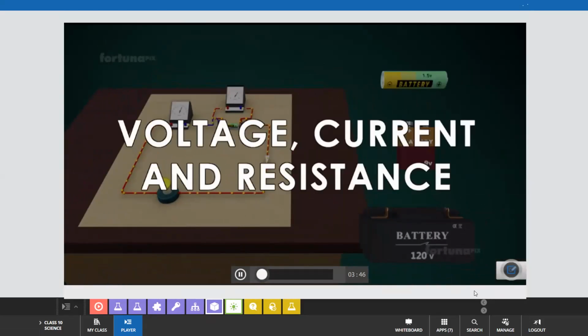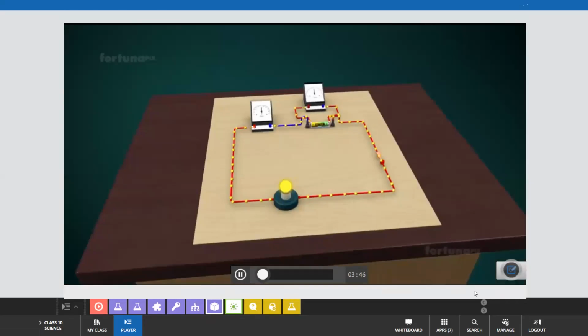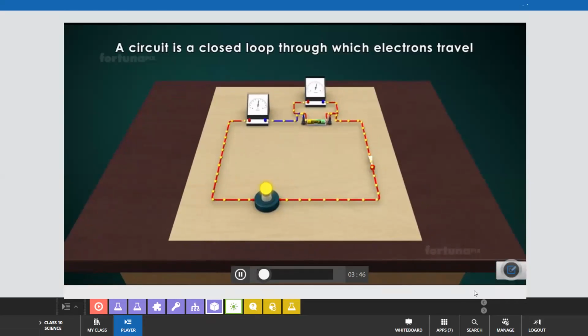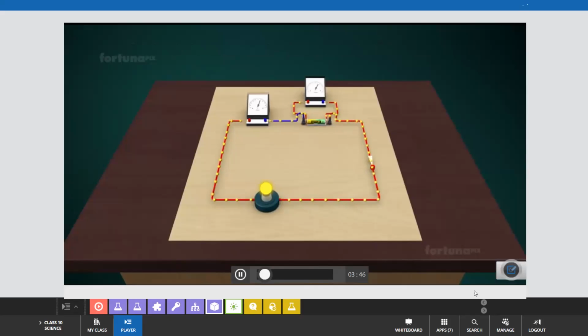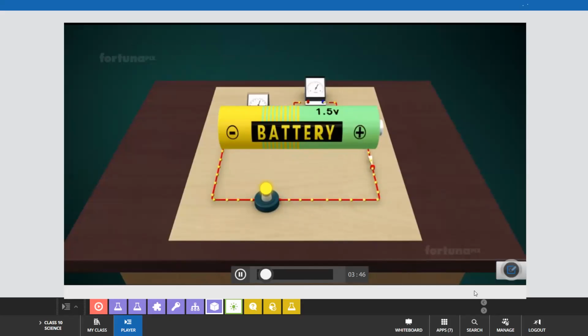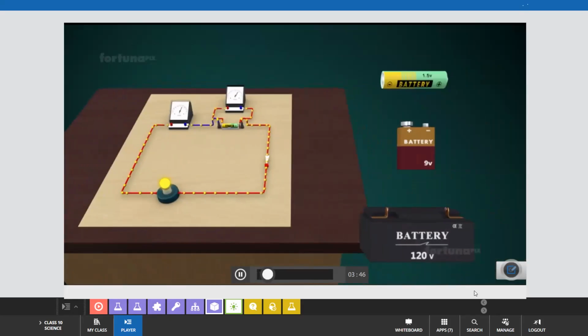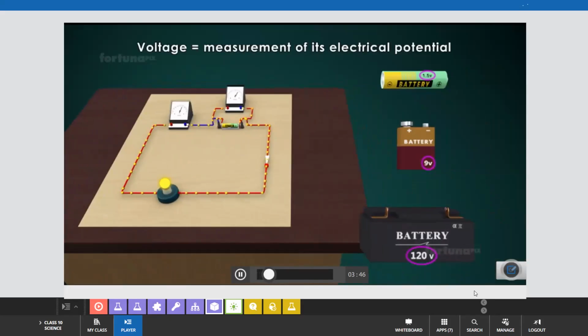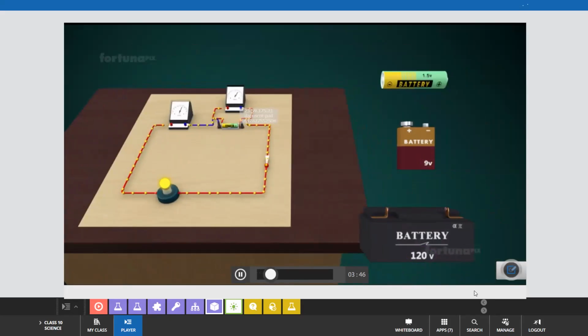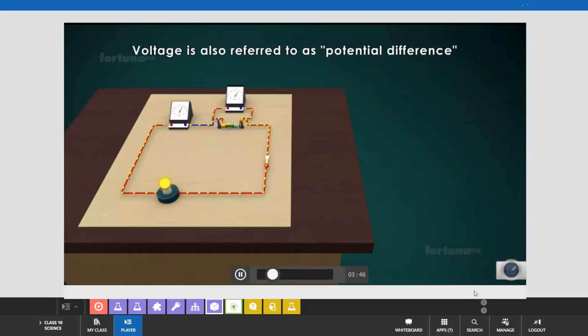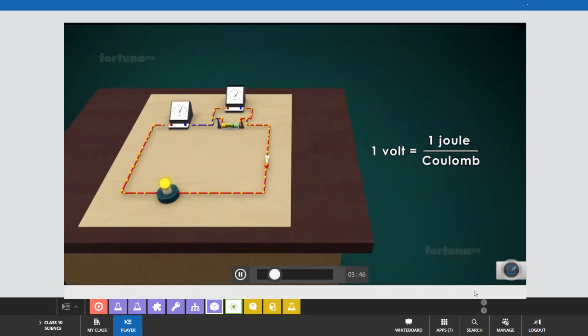Voltage, current, and resistance. A circuit is a closed loop through which electrons travel. A source of electricity, such as a battery, provides the electrical energy within the circuit. Batteries will contain a certain number of volts, the voltage being a measurement of its electrical potential. In other words, voltage is the measurement of the energy carried by the electrons in the circuit. Voltage is also referred to as potential difference. 1 volt is 1 joule of energy per coulomb of charge.